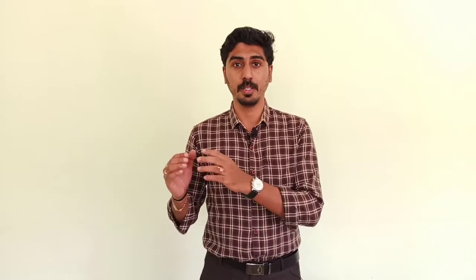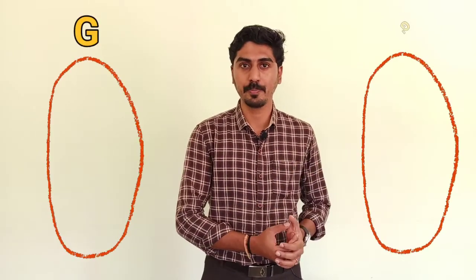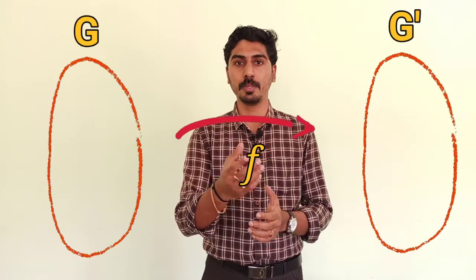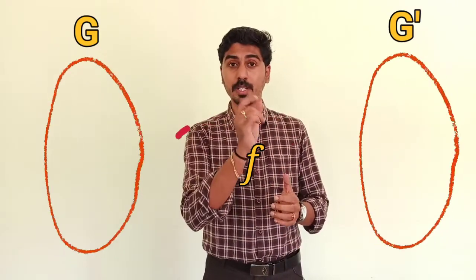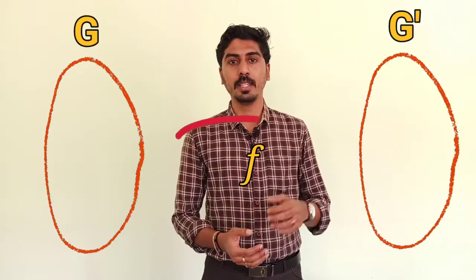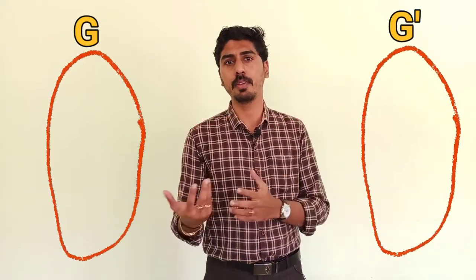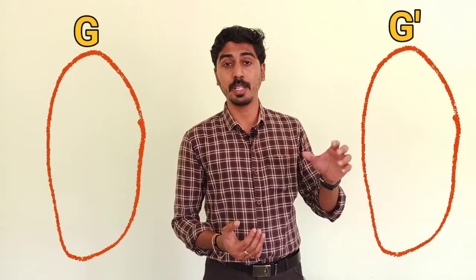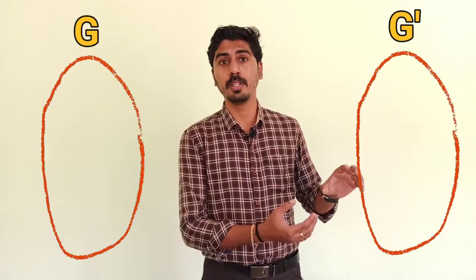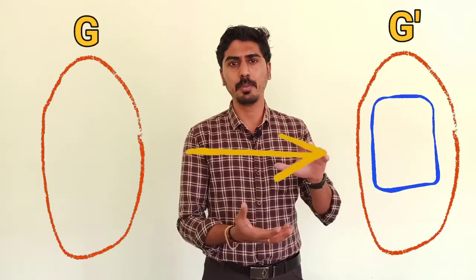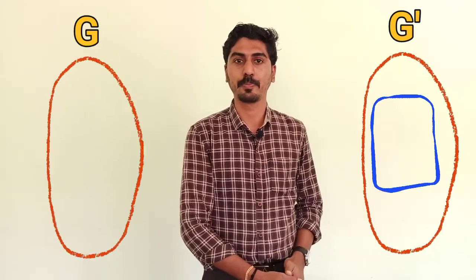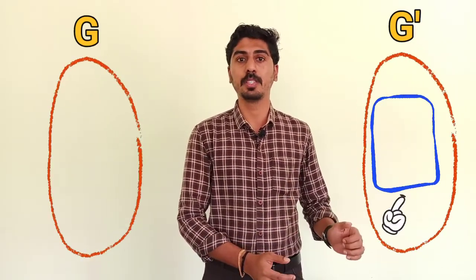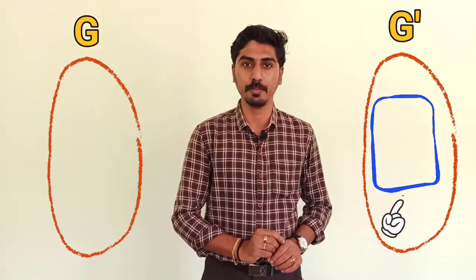Suppose I have a group G and a group G dash, and let f be the homomorphism from group G into group G dash. Suppose the function f is not onto, then every element of G dash need not have a preimage in G. And the set of all elements which have a preimage in G might be a much smaller set than the actual G dash. And that set is known as the range of homomorphism.